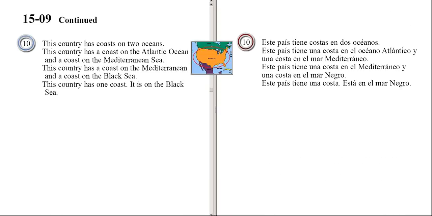This country has coasts on 2 oceans. This country has a coast on the Atlantic Ocean and a coast on the Mediterranean Sea. This country has a coast on the Mediterranean and a coast on the Black Sea. This country has one coast. It is on the Black Sea.